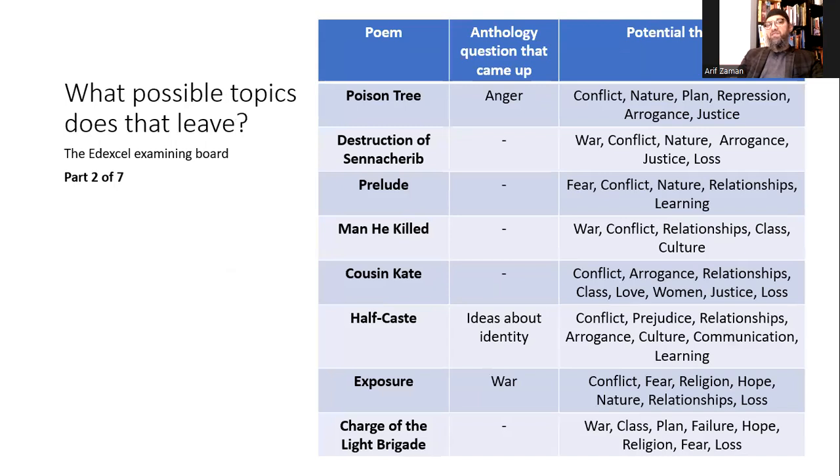Now, let's think this through. What possible topics does that leave? So, what I've done is I've run through all of the poems. You've got Poison Tree. The question that came up was anger, as we mentioned, but the potential themes you could have mentioned connected to this poem: conflict, nature, planning, the idea of having a plan, repression, arrogance, justice. Destruction of Sennacherib did not come up. You could potentially talk about war, conflict, nature, arrogance, justice, and loss.